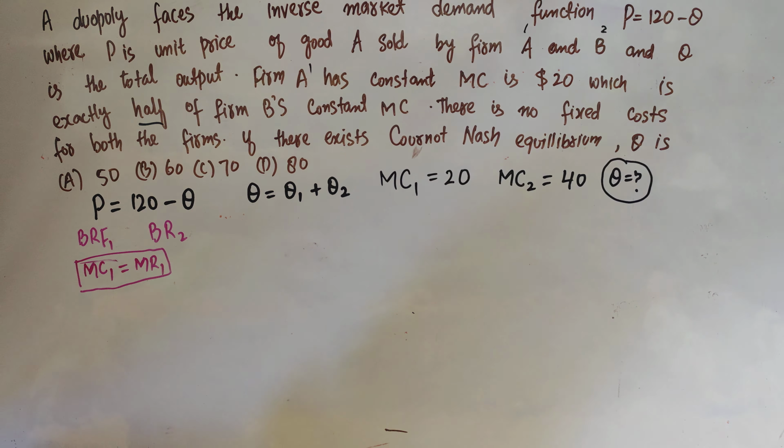So profit maximization requires we equate marginal revenue with marginal cost. Marginal revenue is 120 minus 2Q1 minus Q2, and we equate it with the marginal cost, which comes out to be 20. Let us solve it for Q1. We have 120 minus 20 minus Q2 is equal to twice Q1. So this gives us 100 minus Q2 is equal to 2Q1. Dividing both sides by 2, we get Q1 equal to 50 minus 1/2 Q2. So this is the best reaction function of firm 1.